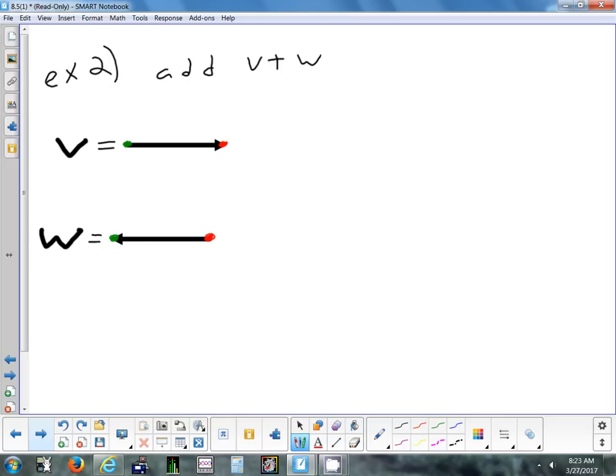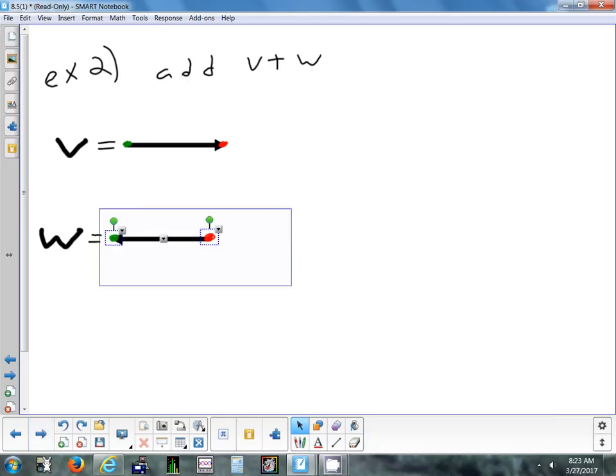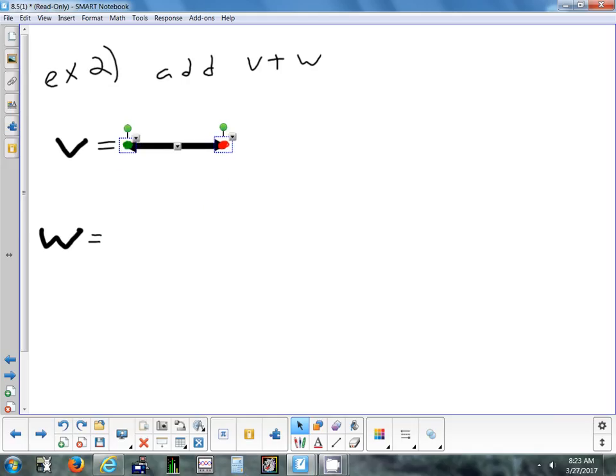Okay, so that's what I'm going to do. Line up the end point of V and the beginning point of W. Now they're lined up. And now connect where V started to where W ends. Well, they're exactly the same point. So it's kind of like they cancel out. So there's no magnitude here, there's no direction.